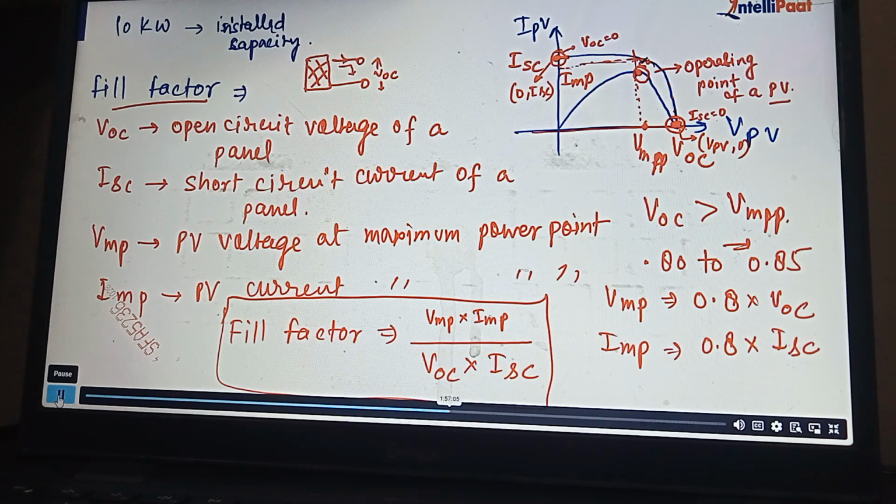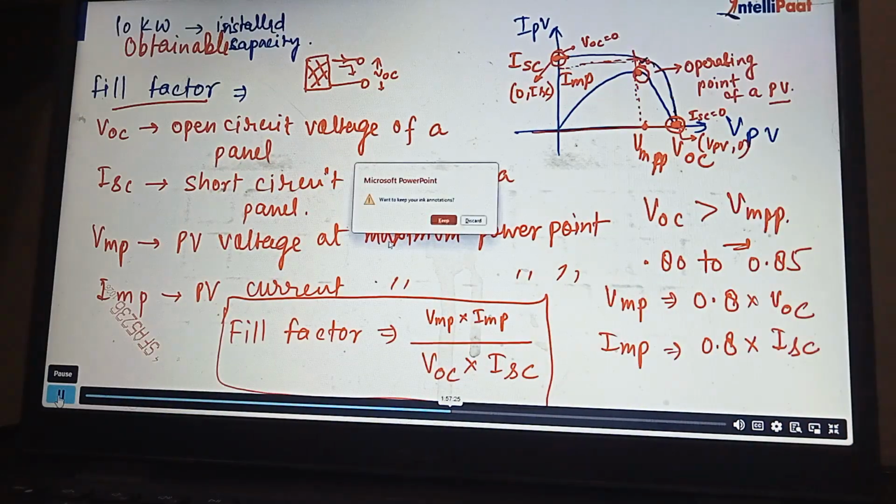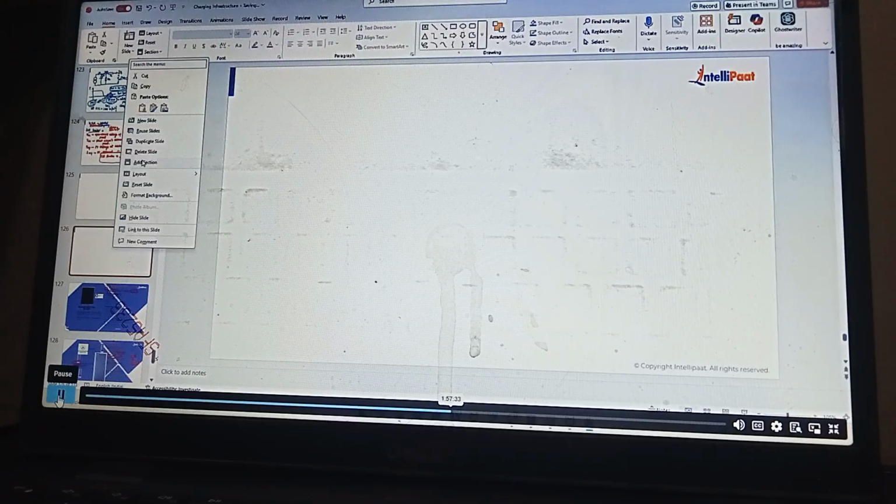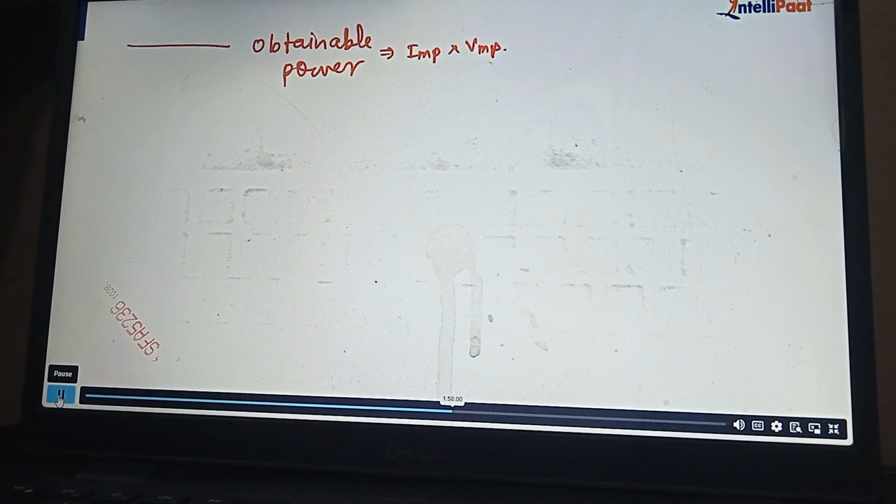So what is the obtainable power now? This is the installed capacity, 10 kilowatt, which I told you. But if you talk about the obtainable power, how much power we can obtain from this panel will depend on the value of IMP and the value of VMP.